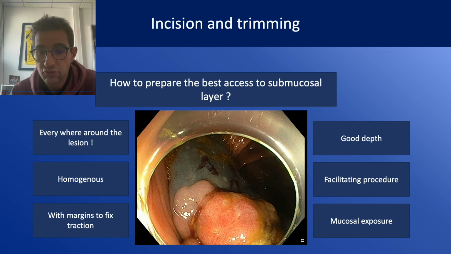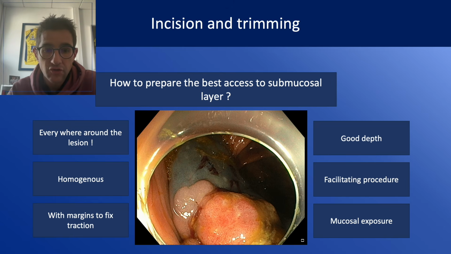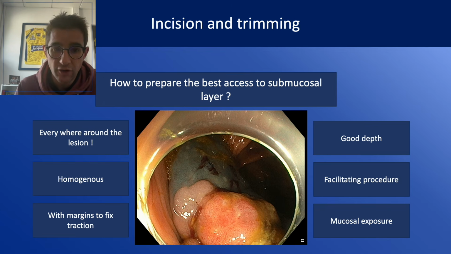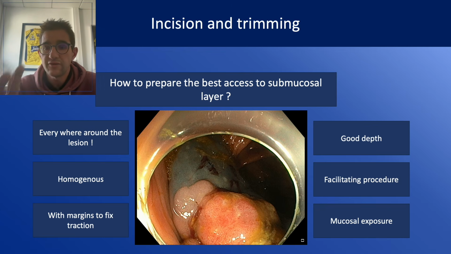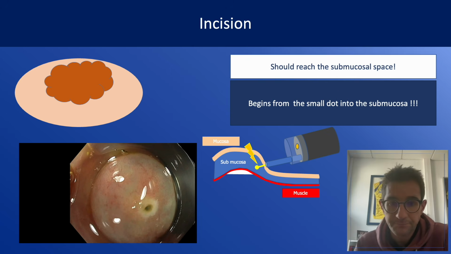If you are able to do it with retroflexion, it's even better. Incision and trimming: how to do the best submucosal access. You should do it everywhere around the lesion, homogeneously, everywhere at the same depth, with relatively large margins to fix the traction, a good depth, facilitating your procedure, and with a good mucosal exposure. And I invite you to see the episode about incision and trimming in the ESD school if it's not clear.